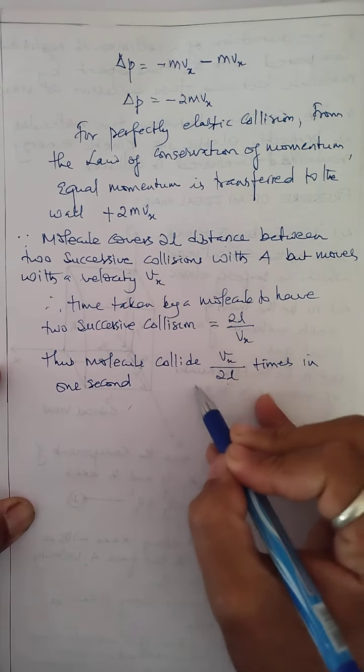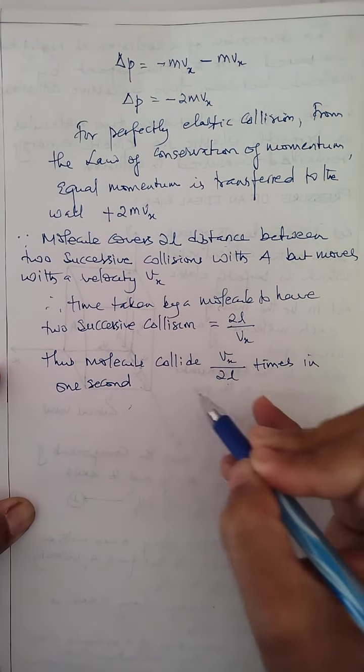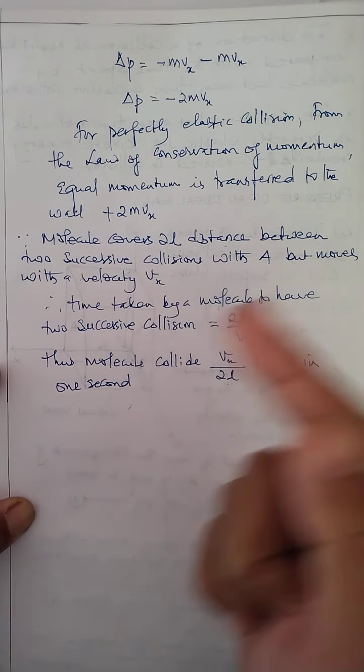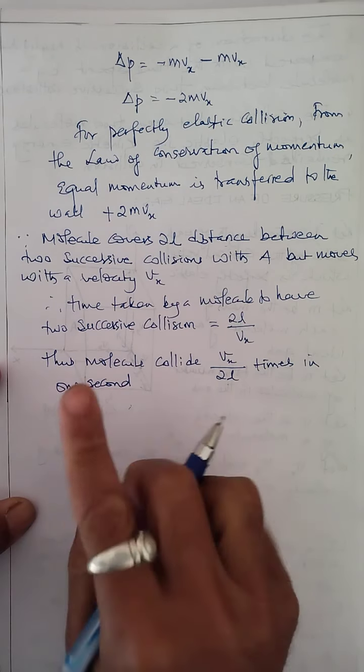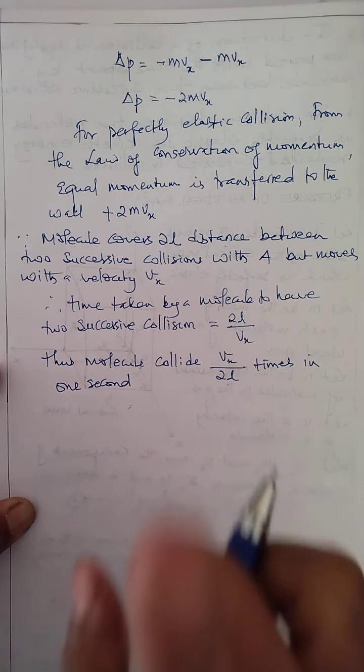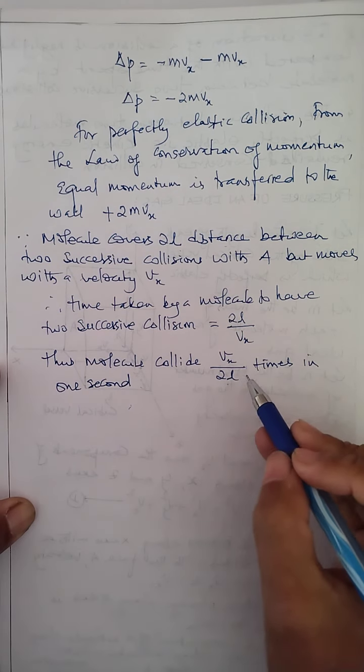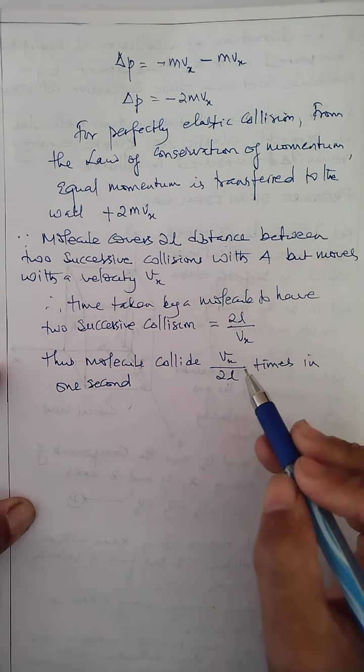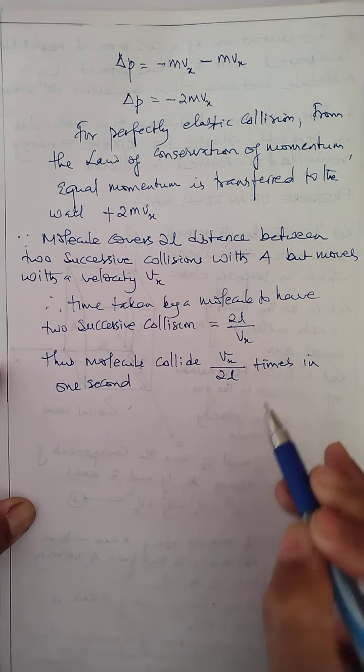Now this Vx by 2L is also the frequency, meaning how many times the molecule has a collision. In how many seconds? Just in 1 second. So in 1 second, how many times does the molecule have collision with the wall or with that face? Vx by 2L times. Okay.